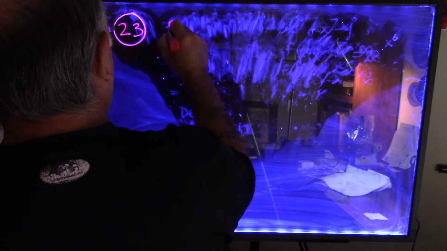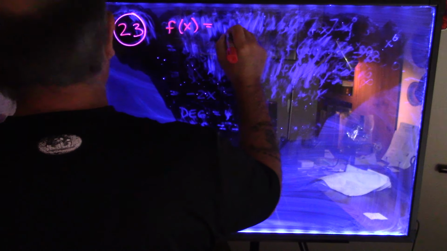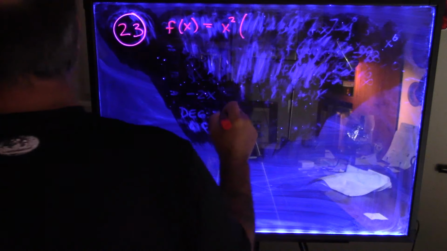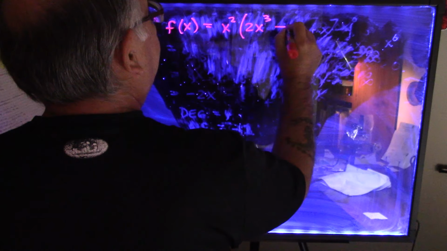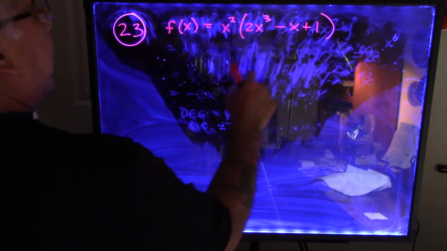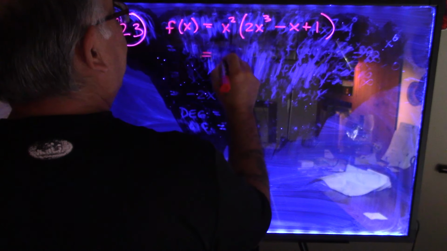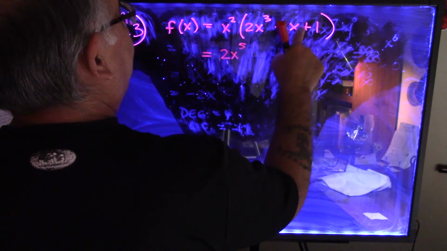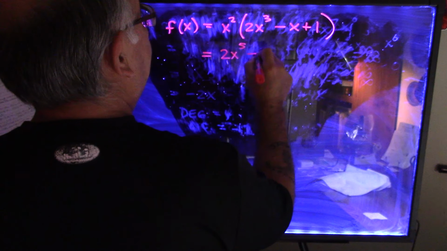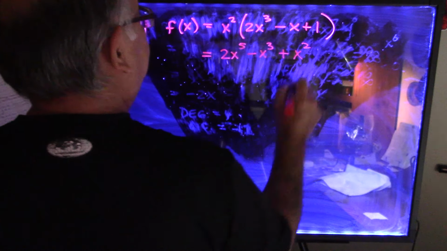Number 23, we have f of x equal to x squared times the quantity 2x cubed minus x plus 1. Let's distribute that x squared through, make it a little easier to work with. When you multiply, you get 2x to the fifth, adding the exponents, minus x to the 1 times x squared, that's minus x cubed, and then 1 times x squared, so that's plus x squared.